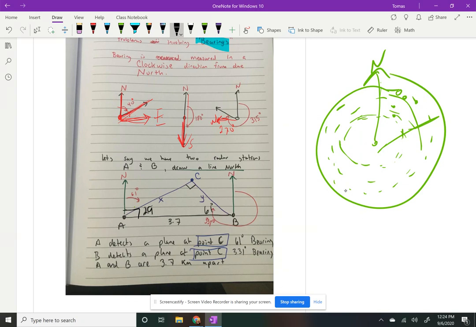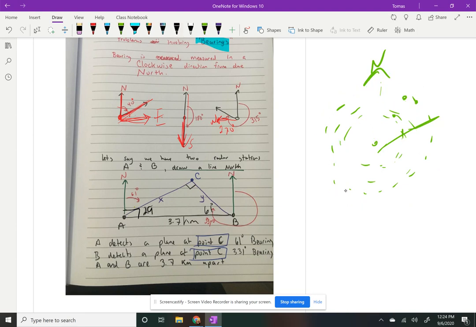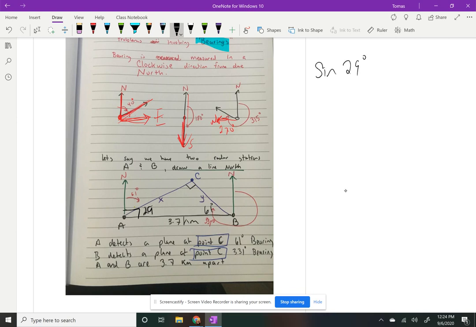Now, we know that they're 3.7 kilometers apart. Well, we could actually find the distance now. Let me erase all this so we can do it on the side here. We could use either angle. We're still going to try to find x, we're still going to try to find y, and we know the hypotenuse. So we could go sine of A, which is 29 degrees, which would equal y over 3.7.